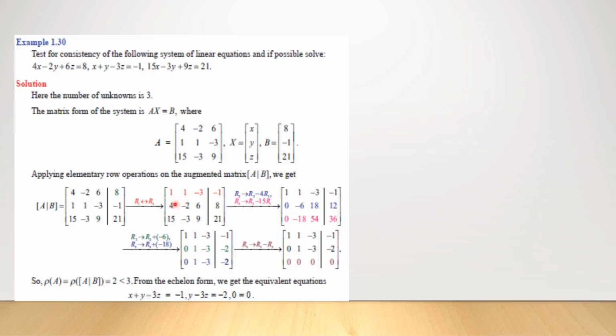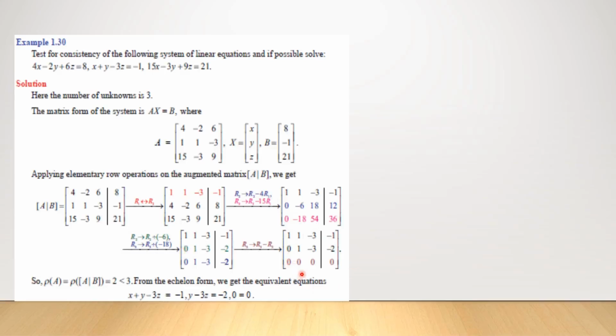Next you have to change the second row and third row first elements to 0 by using R1 in this step. Next, in this step, they will simplify the R2 row and R3 row by dividing by minus 6 and minus 18. Then, to change the third row second element to 0 and get the triangular form of the matrix, finally we will get one equivalent solution.